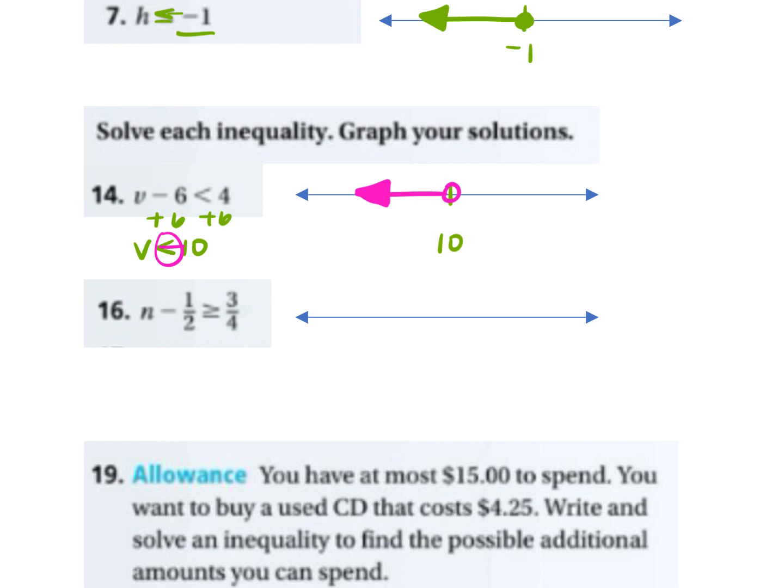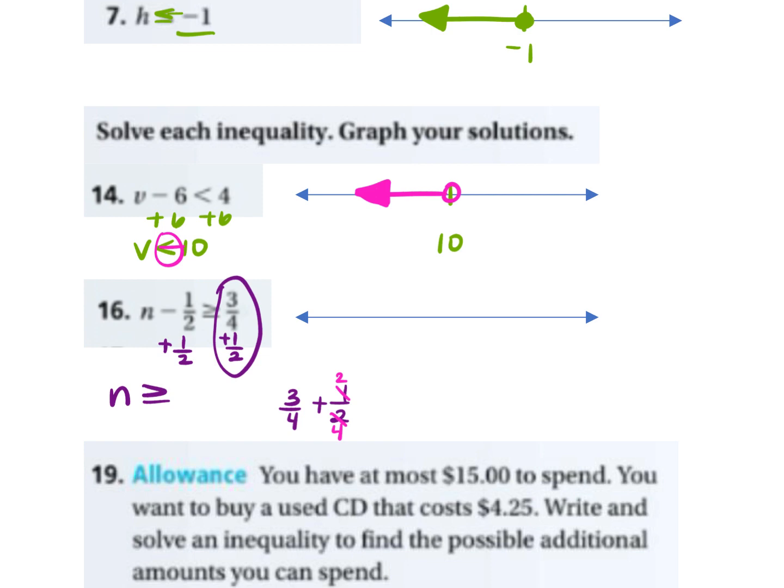16, you are adding a half. So now this, you're adding fractions, right? So it's going to be n is greater than or equal to whatever that comes out to. So let's just lay this out. 3/4 plus 1/2. When you add fractions, you need a common denominator. So 1/2 is the same as 2/4.